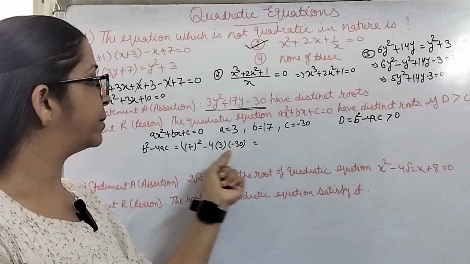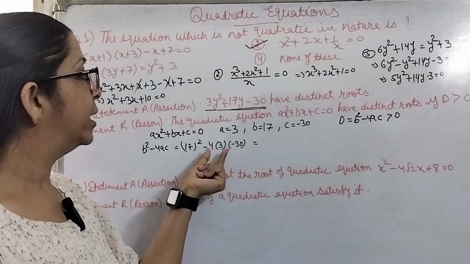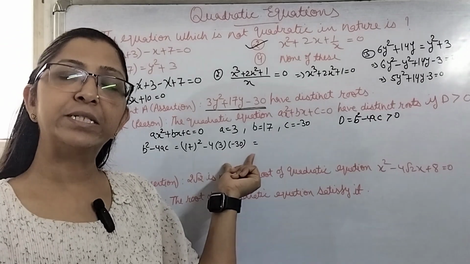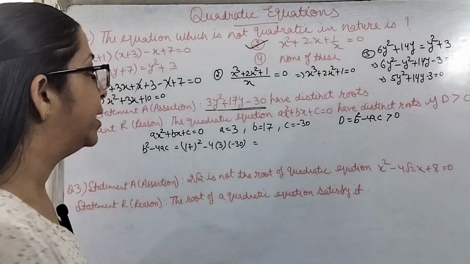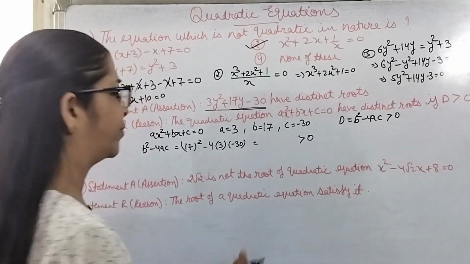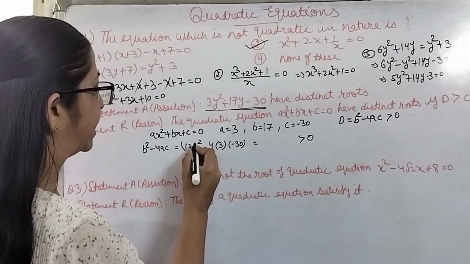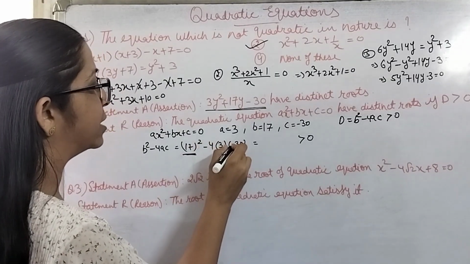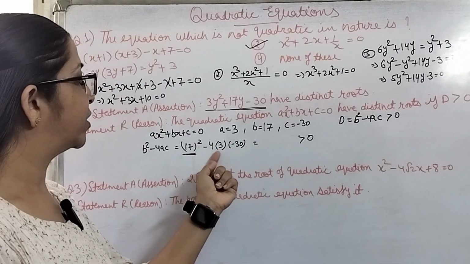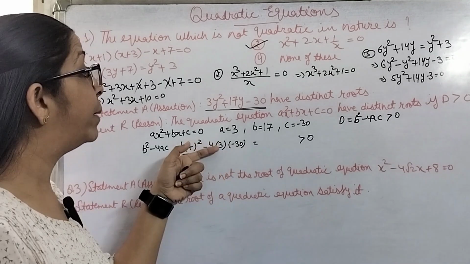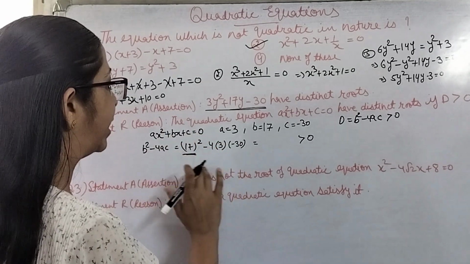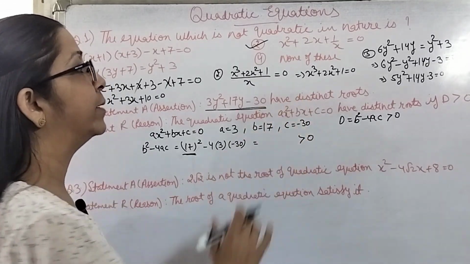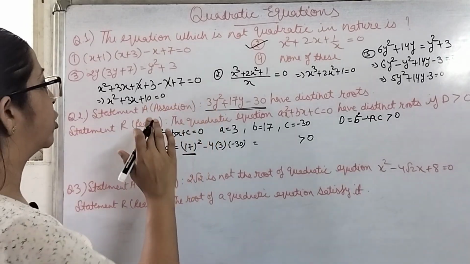And if this minus and this minus are multiplied, it will become positive. That means some positive number plus some positive number will obviously give us a positive number. That simply means it is greater than 0. You can find it out, but over here we can directly see that it is a positive number. Because minus and minus will become plus, so it will be 360 plus 360. That simply means the value we get from here will be greater than 0. That means it has distinct roots. So first, your assertion is true.